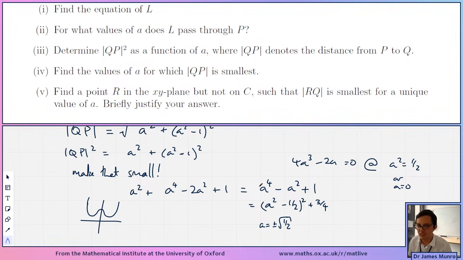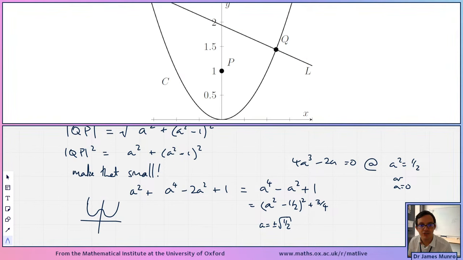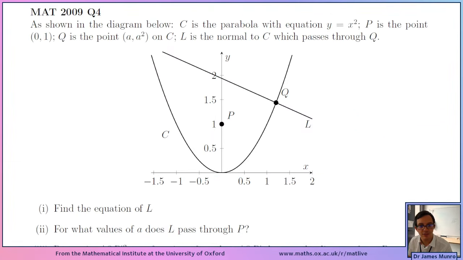Perpendicular distance. Right, okay, last part then is to think of an example of a point R such that RQ is smallest for a single value of A, not this pair of values of A, which is weird because the graph's symmetric, right? So you kind of expect it to be minimized somewhere on the left and somewhere on the right. You'd expect there'd be somewhere on the left where the distance to R is minimized, and also somewhere on the right where the distance to R is minimized. Unless something broke symmetry or did something like that.